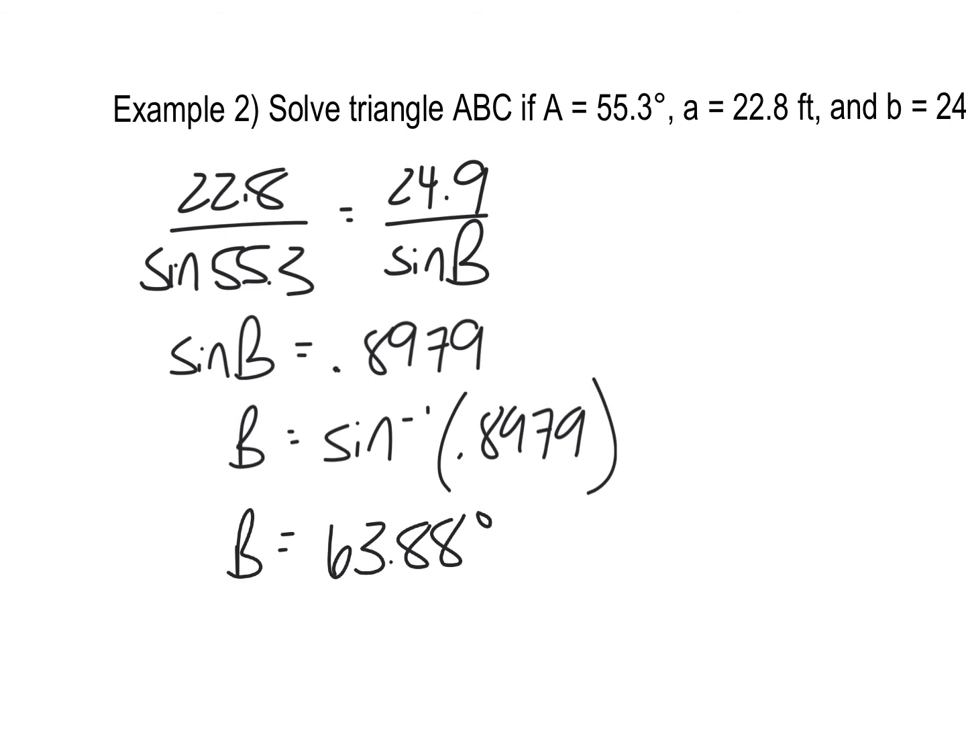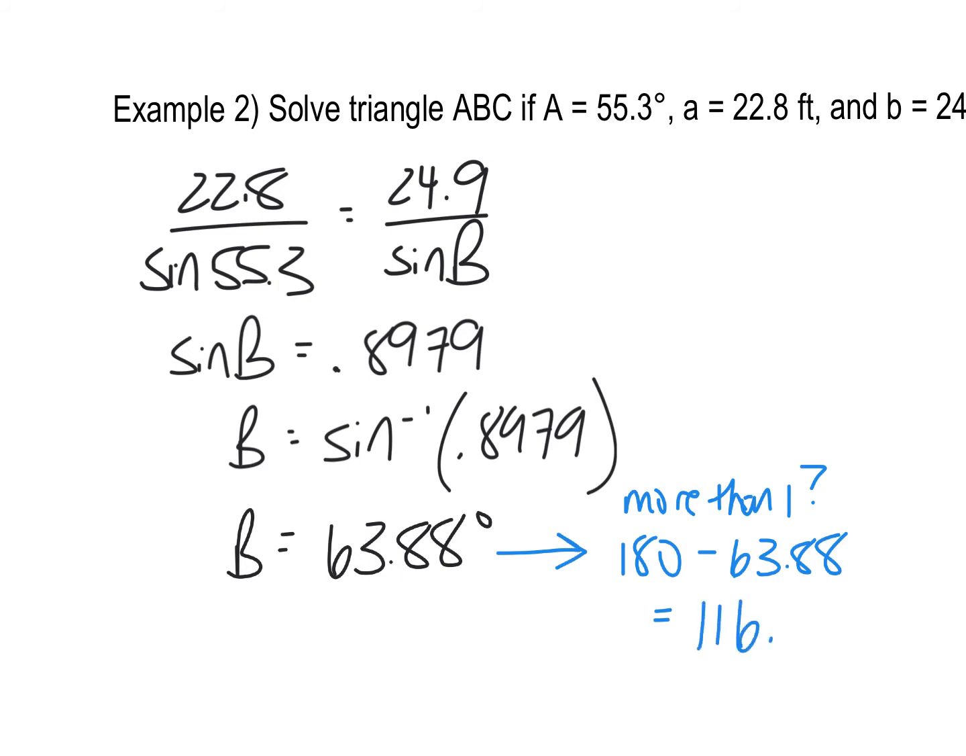But remember, since this is the SSA case, here's what you do in order to see if there's more than one triangle. Here's how you check. Take the supplement of this angle that you just found. Remember what supplement means? 180 minus whatever that angle is that we just found. And that gives us 116.12.